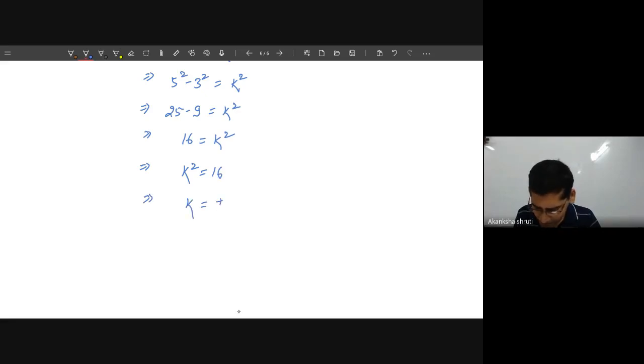Now take care, this k can be plus or minus because it is a coordinate, x coordinate or y coordinate, which may be positive or negative. Therefore both positive and negative signs have to be considered. So this implies k equals plus minus 4. So k can be 4 or k can be minus 4. So both are the answer.